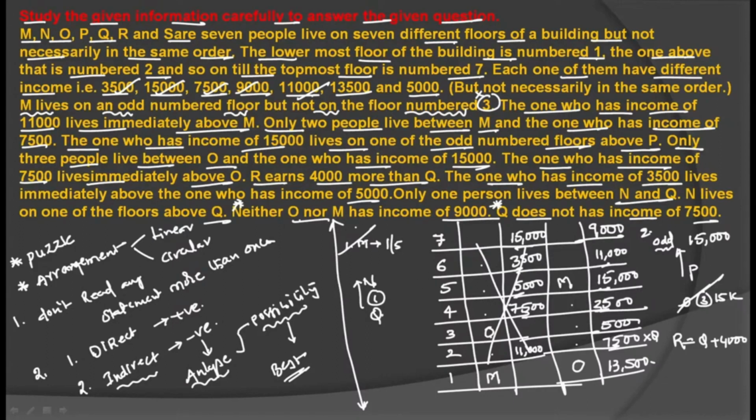Now there is one person between Q and N. We can't place it by the Q. Why? Because we have to place it by the N. That's why there is only one possibility for Q and N. We can place Q and N here.